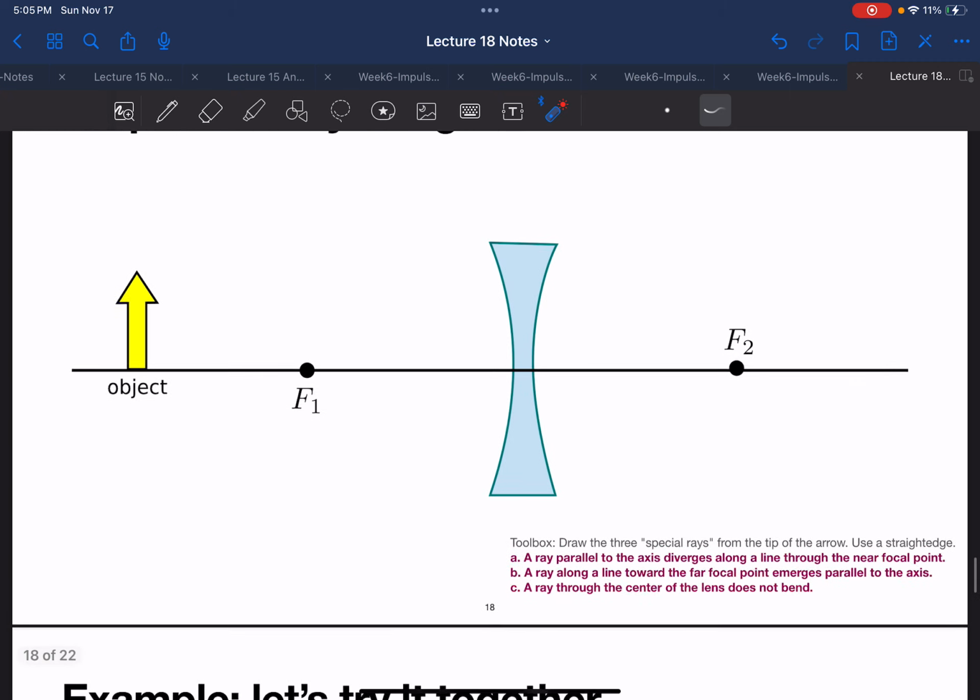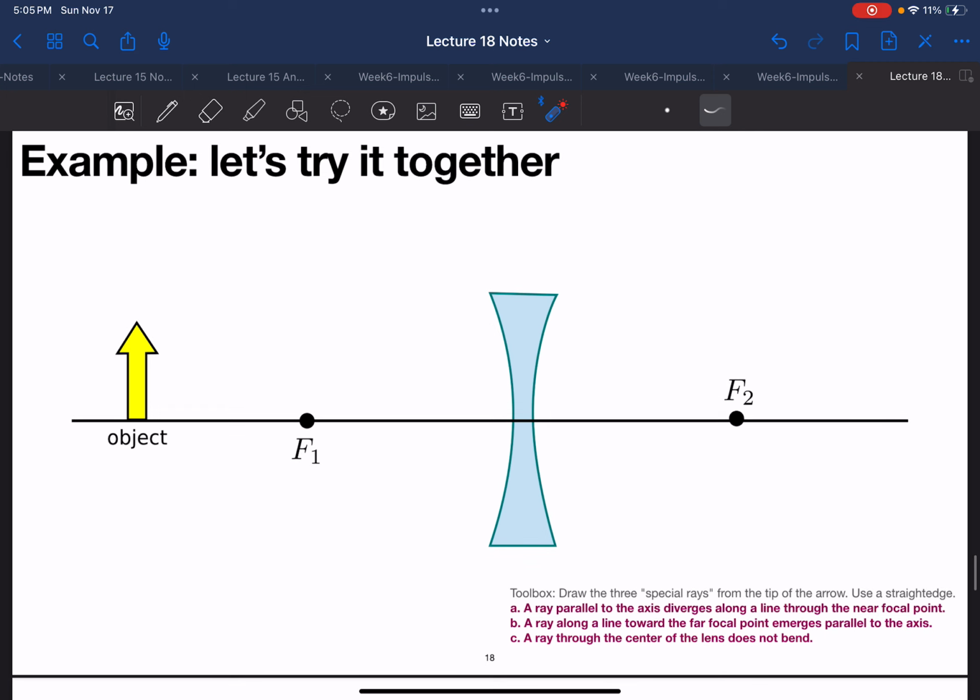Okay, so let's practice some basically image formation using rays. So these are the three rays that we can draw to form our image. The first ray is parallel to the axis and diverges along a line through the near focal point. So just to remind you all, this is the near focal point, this is the far focal point.